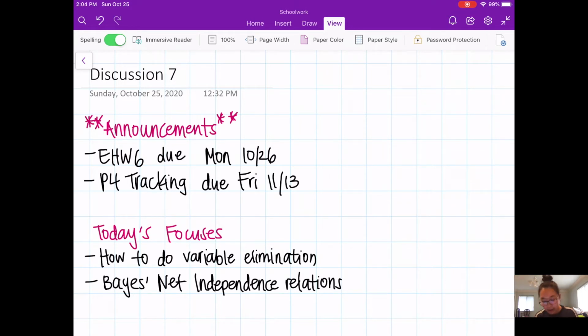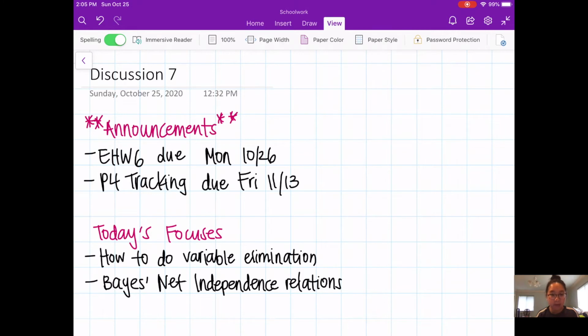And then for today's worksheet, the focus will be on how to do variable elimination and what you can get out of it, as well as some independence relations regarding Bayes nets. Cool. So on the first page of the worksheet, you will see an overview of probability and Bayes net representation. And this is actually the same overview as last week. So I'm not going to go over it, but feel free to read over it and use it as a resource if you need it.